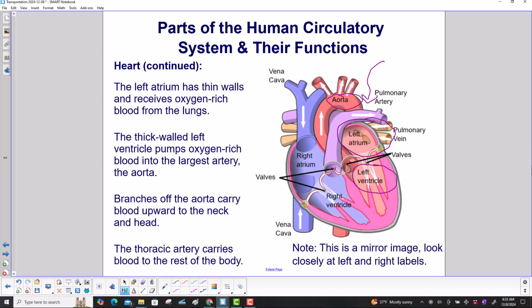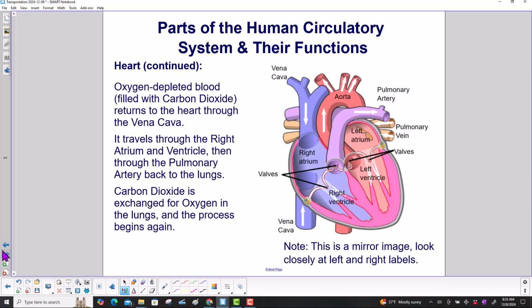Branches of the aorta carry blood upward to the neck and head. The thoracic artery carries blood to the rest of the body. Oxygen-depleted blood that is filled with carbon dioxide returns to the heart through the vena cava. That's over here. It travels through the right atrium and ventricle, then through the pulmonary artery back to the lungs. Carbon dioxide is exchanged for oxygen in the lungs, and the process begins again.